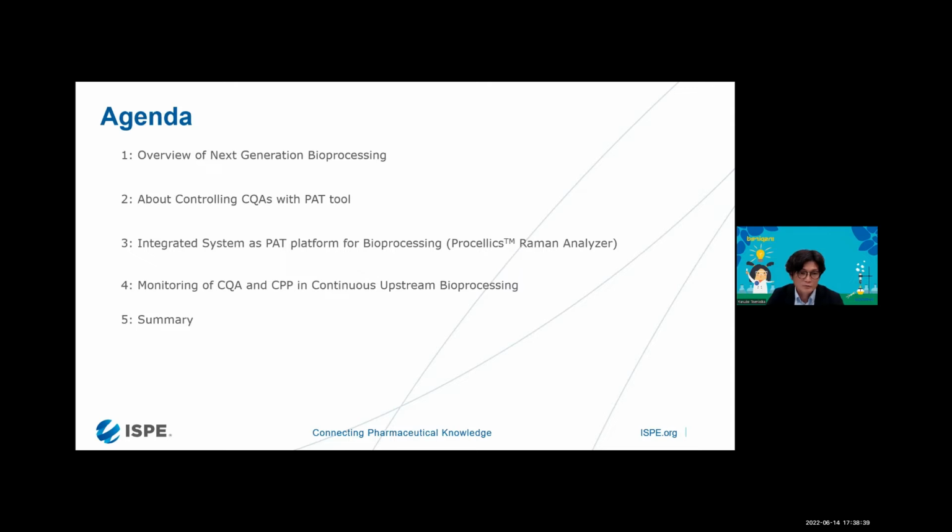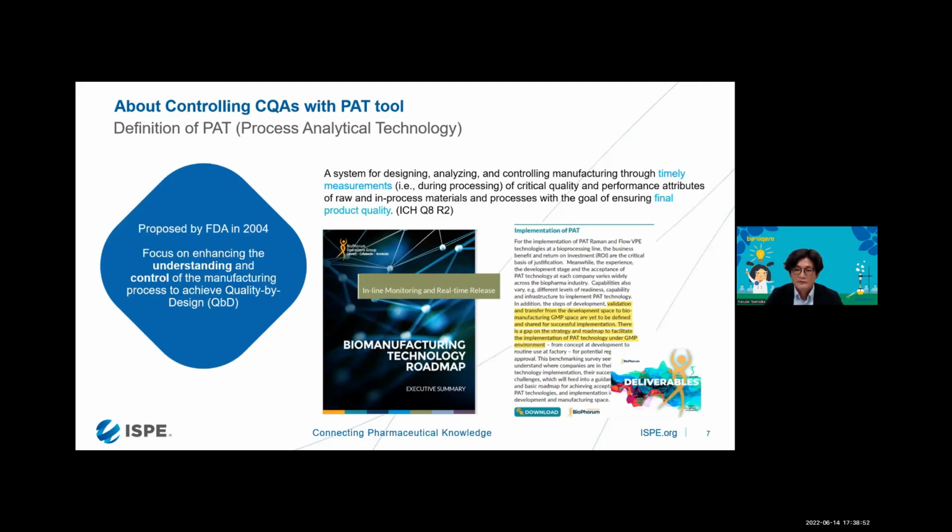So I'd like to move to the next topic about controlling the CQA, critical quality attribute, with the PAT tool. First of all, I will talk about the definition of PAT, process analytical technology. PAT was proposed by the FDA in 2004, and the definition of PAT from the FDA is a focus on enhancing the understanding and control of the manufacturing process to achieve quality by design.